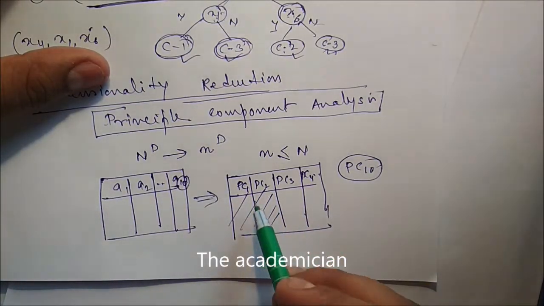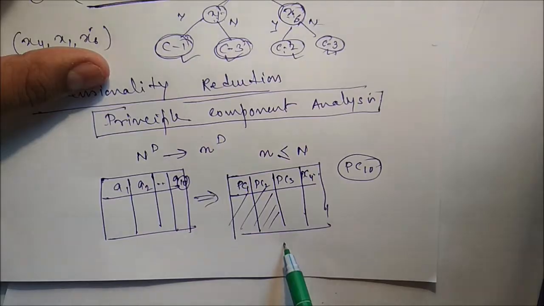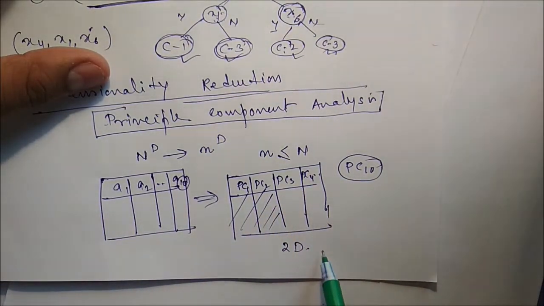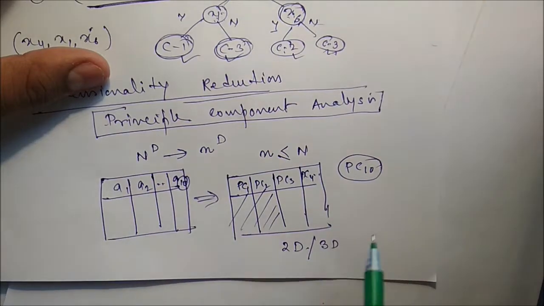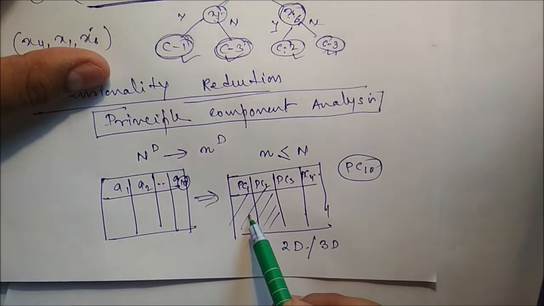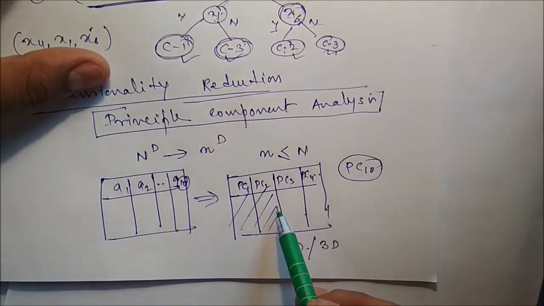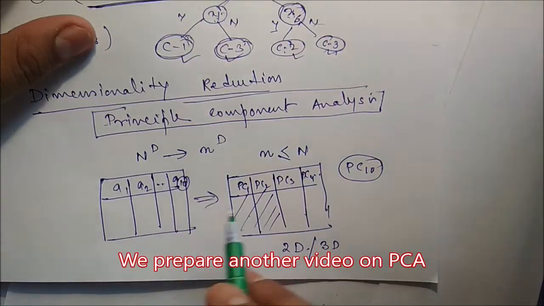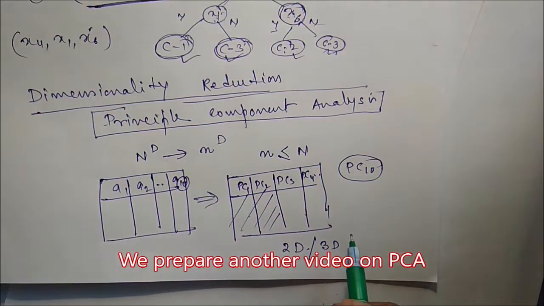Suppose here we select PC1 and PC2, that means only a 2-dimensional database is there. Suppose we select PC1, PC2, PC3, that means we are selecting 3 dimensions, and so on. PC1 holds maximum variability, next PC2 holds the next maximum variability, and so on. We will discuss this in detail in the next video.